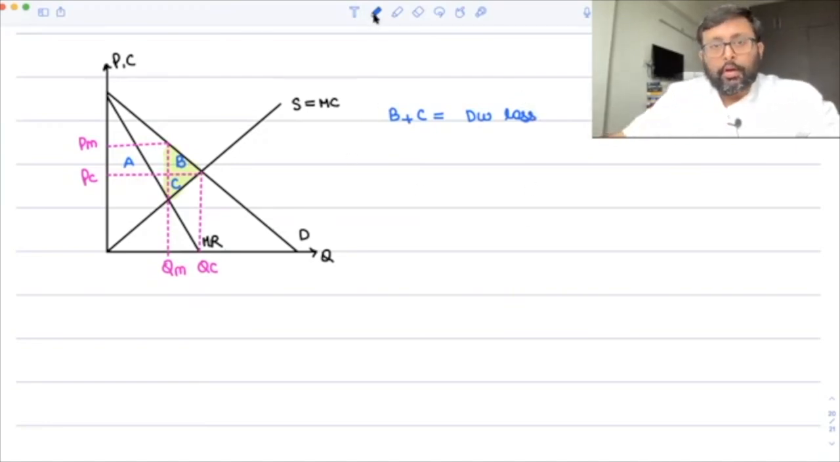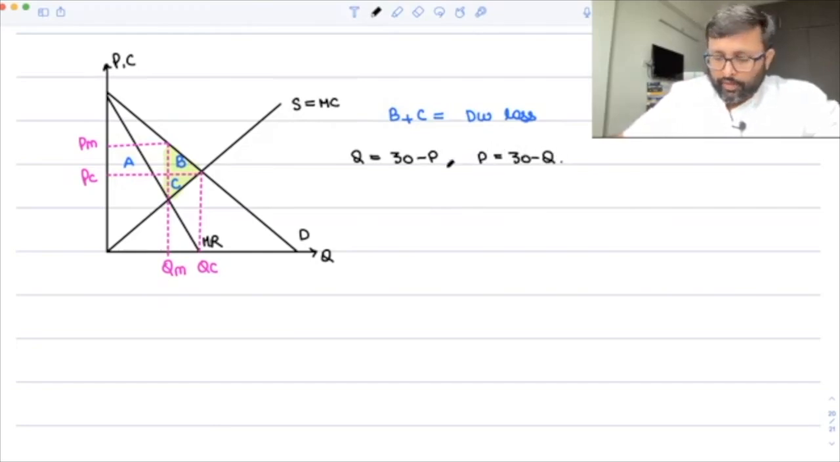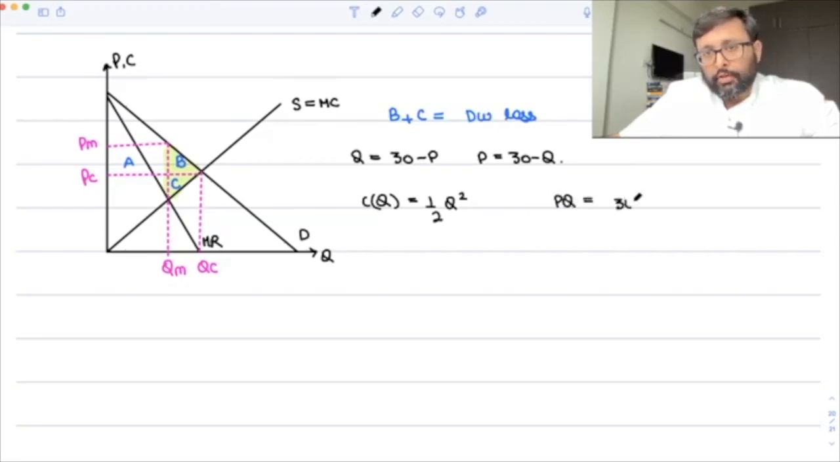So let us do a quick example. You have Q equal to 30 minus P as the demand function. I can also write this as P equal to 30 minus Q. Fair enough. The cost function is half Q square. So, beta, what is the MR function? First of all, what is the total revenue function? 30Q minus Q square. This is what TR is. MR is going to be 30 minus 2Q.